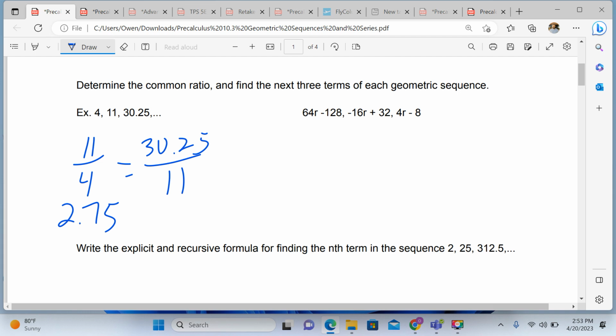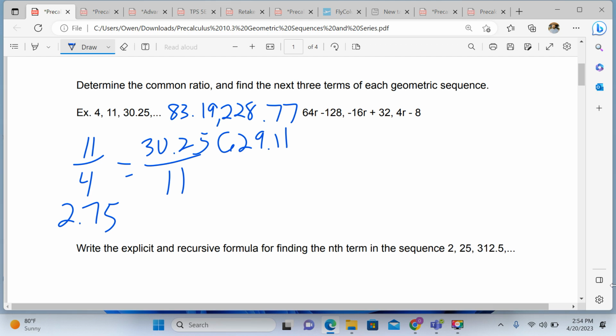And when we do that, we're going to get 83. I'm going to round to two decimal places to make life easier. 19,228.77. Then it's going to be 62911. There you go. Those are your next three terms.